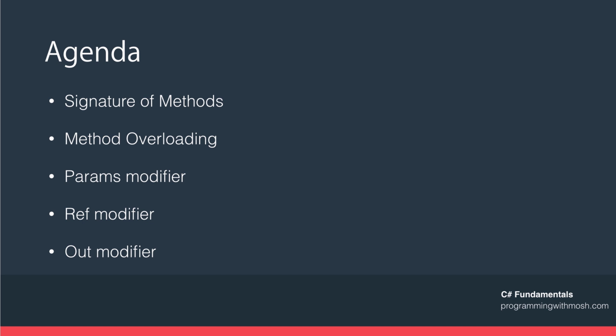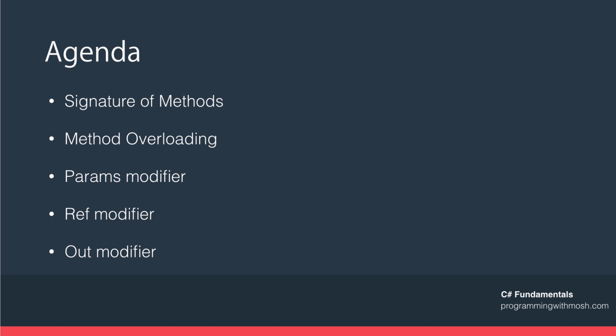Then I'm going to talk about method overloading, which you should already be familiar with because I already talked about it in the lecture about constructors. But here you're going to see another example of overloading methods which can be useful. Then I'm going to talk about 3 modifiers that we can apply to method parameters. And there are params, ref, and out.